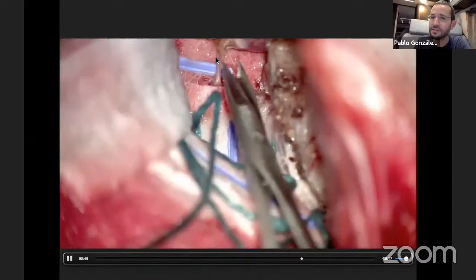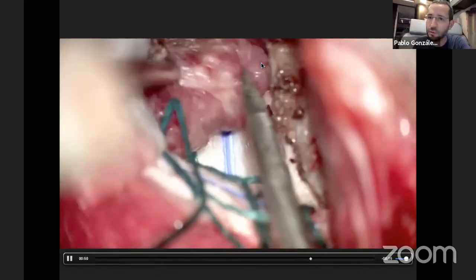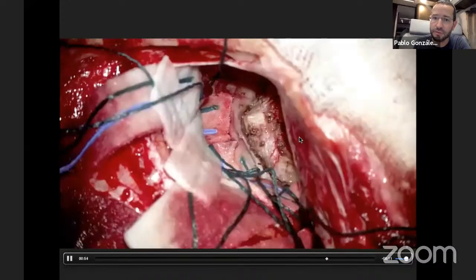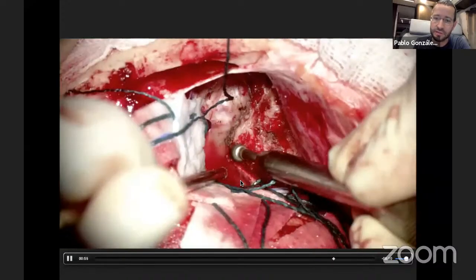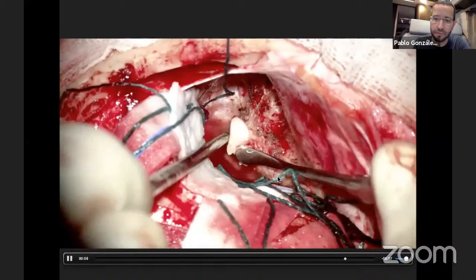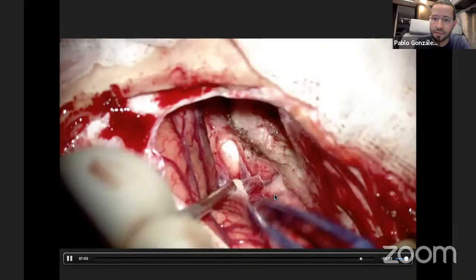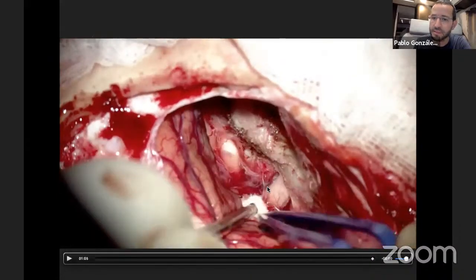You see this artery? This is the one I damaged completely because I was not having direct control of it with the bifrontal approach. This is why I wanted to show you this video, because it's quite illustrative of one of the gaps of the bifrontal craniotomy. This is the last part, the hyperostosis, and this is the view we get once we remove the tumor. Both optic nerves, same view, a little bit better than the bifrontal.